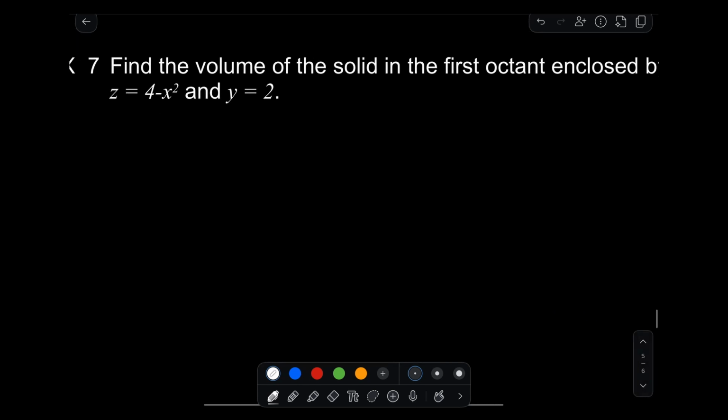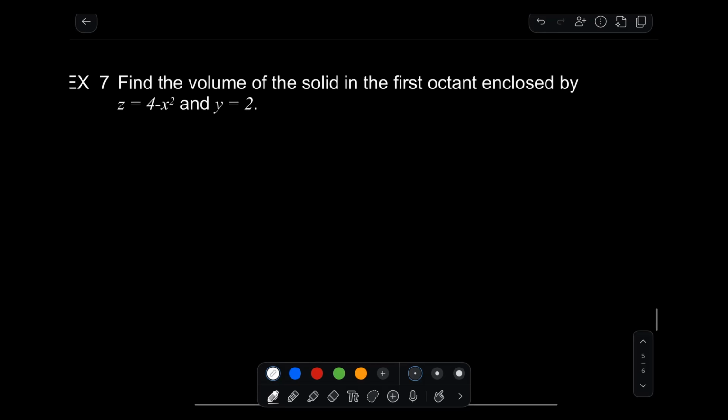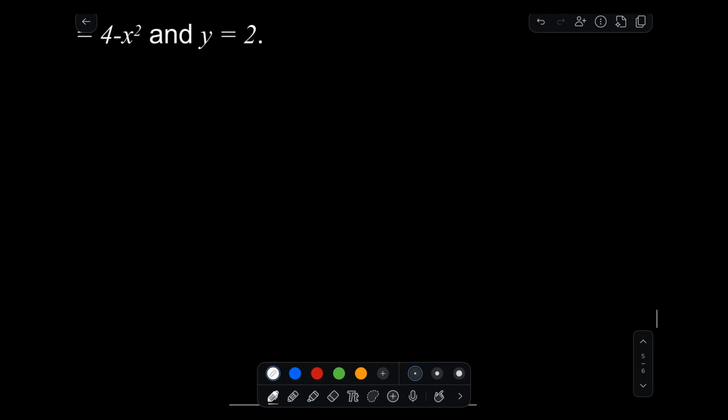And then our last example, we want to find the volume enclosed in the first octant by z equals 4 minus x squared and y equals 2. So if you want to try this example on your own, feel free to do so. Let's get right into it.